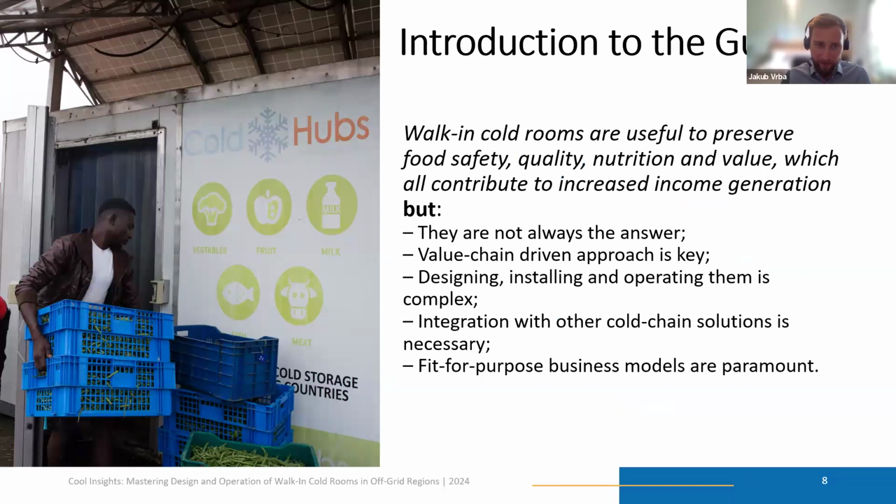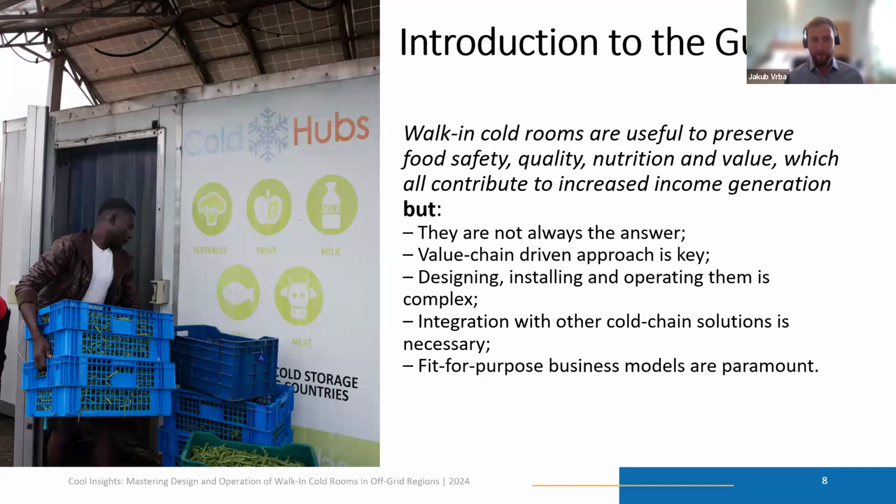Now let's dive into the actual content. As you probably all know, the benefits of solar-powered walk-in cold rooms are mostly related to reducing post-harvest losses and contributing towards income generation at the farm or aggregator level. But it's also important to understand their limitations, which are succinctly summarized on this slide. So starting with the most important aspect, walk-in cold rooms are not a silver bullet, and we reinforce this point throughout the guide. They are a relatively expensive piece of kit, so their viability needs to be carefully considered before deciding to use them in the field.